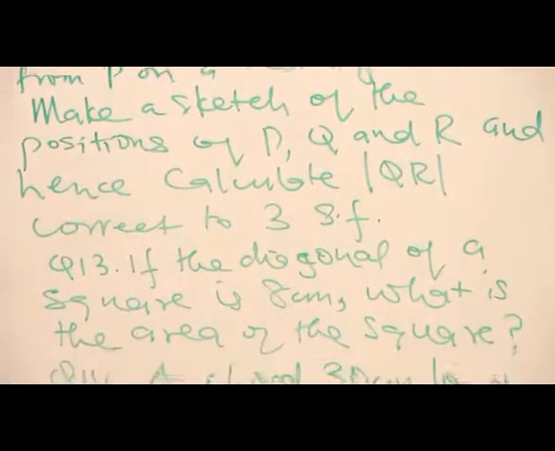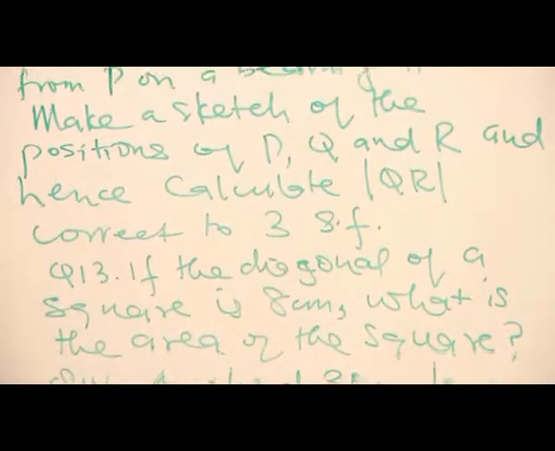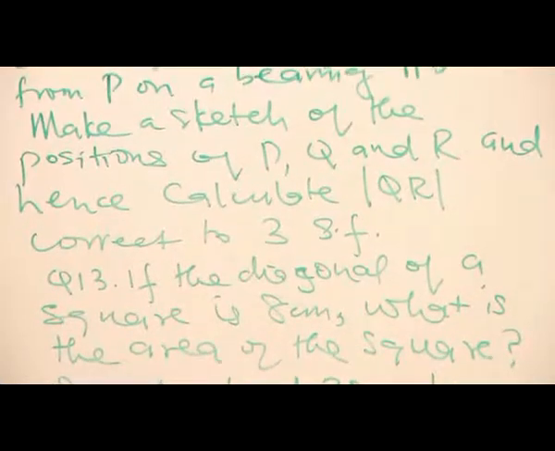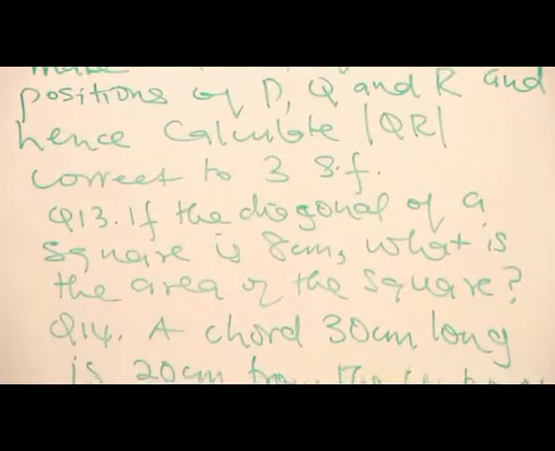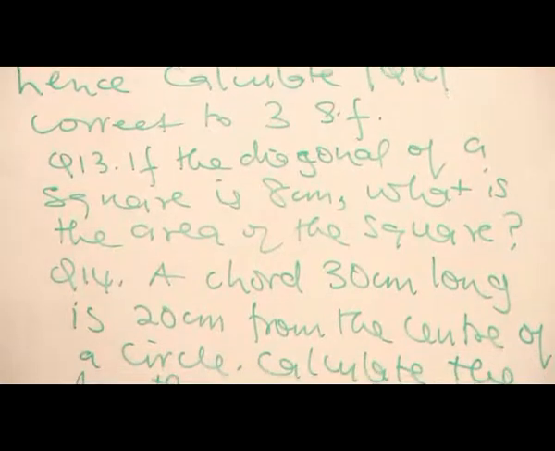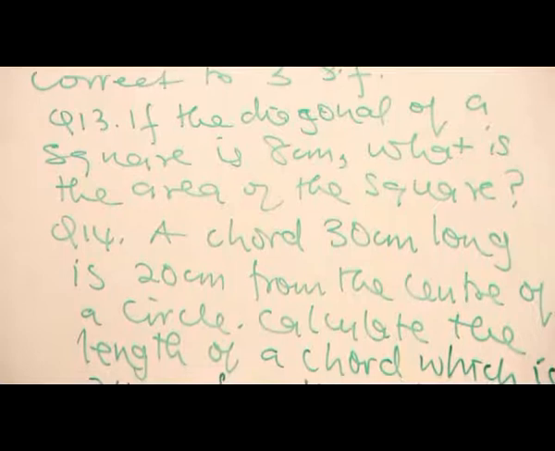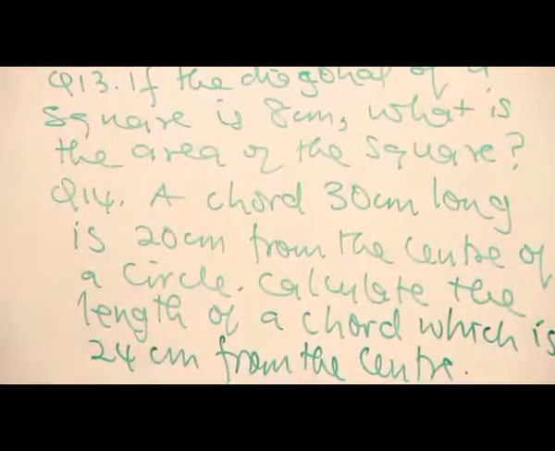Question 13. If the diagonal of a square is 8 centimeters, what is the area of the square? Question 14. A chord 30 centimeters long is 20 centimeters from the center of a circle. Calculate the length of a chord which is 24 centimeters from the center.